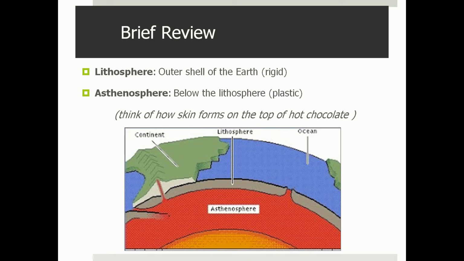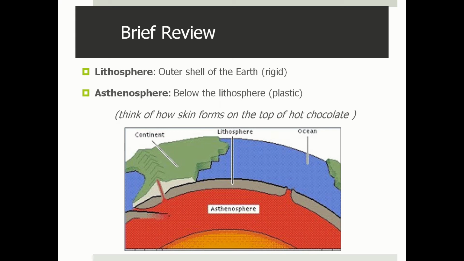The lithosphere is defined as being the outer shell of the Earth. It is very rigid and hard, whereas the asthenosphere exists below the lithosphere, and it is plastic, highly viscous, and is able to move. It is very, very hot molten rock.